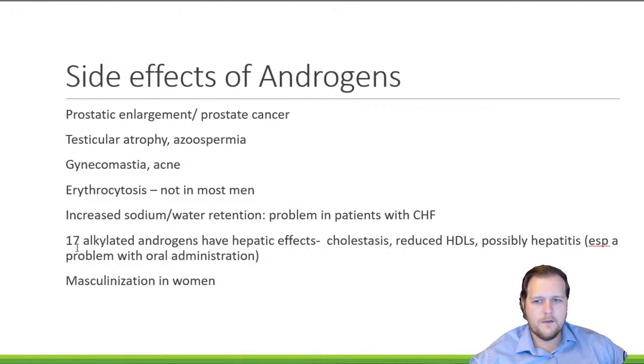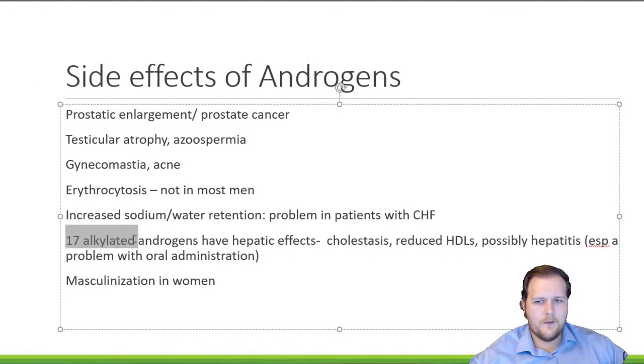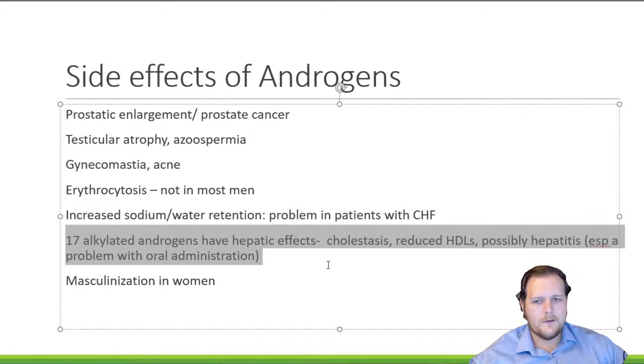Okay. Now this is an important one for the oral varieties, the alkylated forms here. Because they are taken orally, they get processed through the first pass to the liver. And so this is important because they cause a lot of effects, causing cholestasis, causing hepatitis. They can cause effects on your cholesterol. So definitely watch for that.